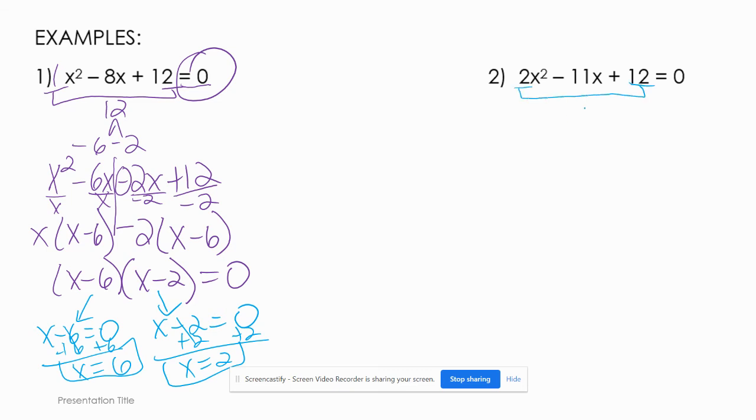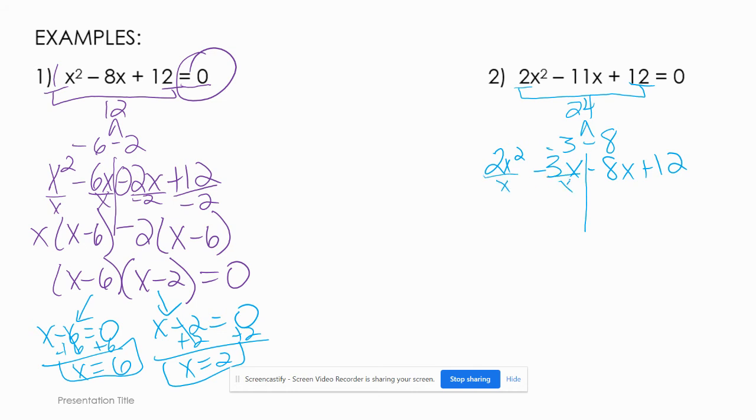2 times 12 is 24. Two numbers that multiply to +24 and add to -11 are going to be -3 and -8. Keep your 2x squared. We have minus 3x minus 8x. Keep that +12. 4 terms split in half for factor by grouping.